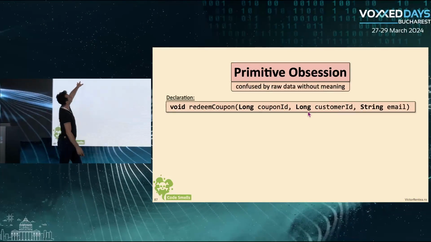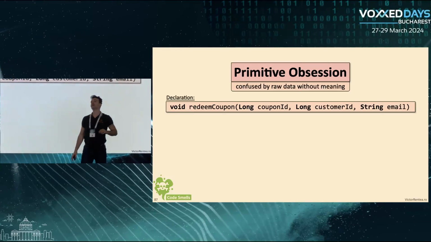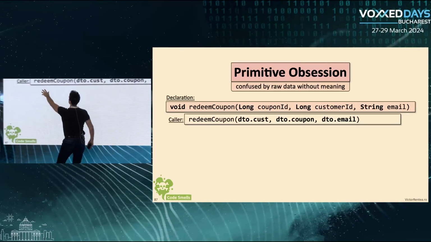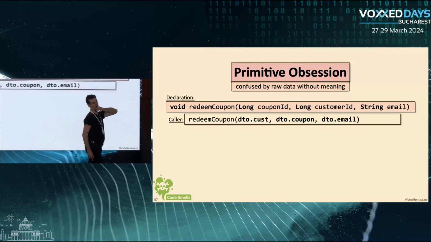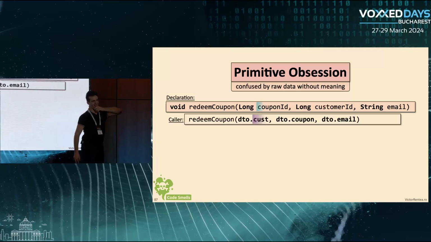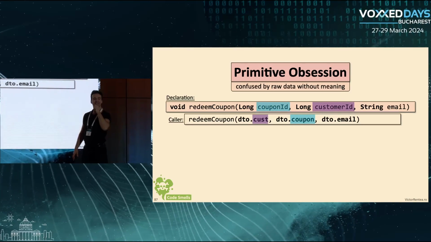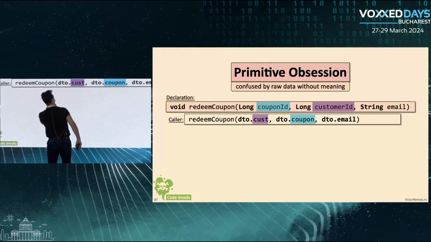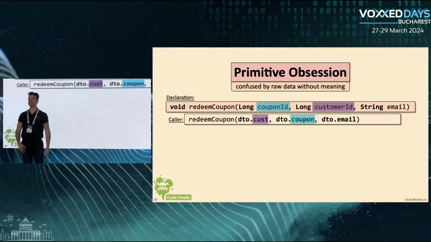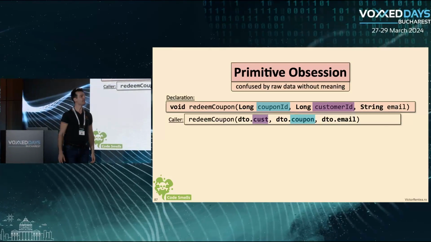Oh yes, redeem coupon, long customer. And then the caller does redeem coupon, customer, coupon. Do you feel it? Do you see it? It mixed the parameter order. I swapped the parameter order, so what can I do? Any brutal idea? I want to hear from you.